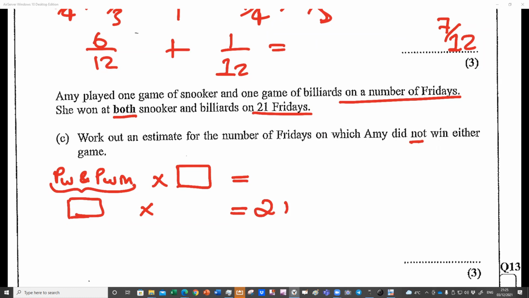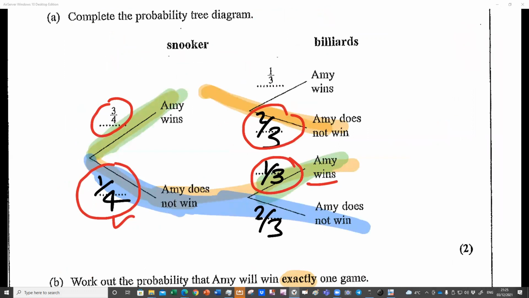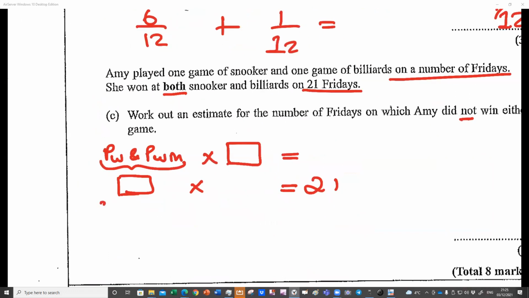Okay, so what's the probability of winning a win-win? Anybody? Win-win is 3 over 4 times by 1 over 3, which gives you, is it 3 over 12? Okay, we're not doing cancelling at the moment. Don't worry about cancelling at the moment. So that's 3 over 12. So 3 over 12 was the chance of her winning twice, and she played for a number of Fridays, which we don't know how many. She won on 21 occasions. So what's that number going to be?